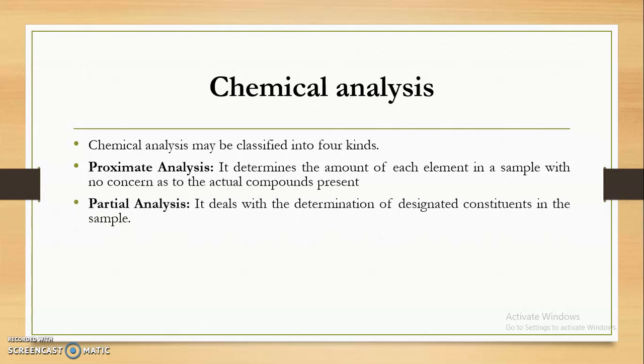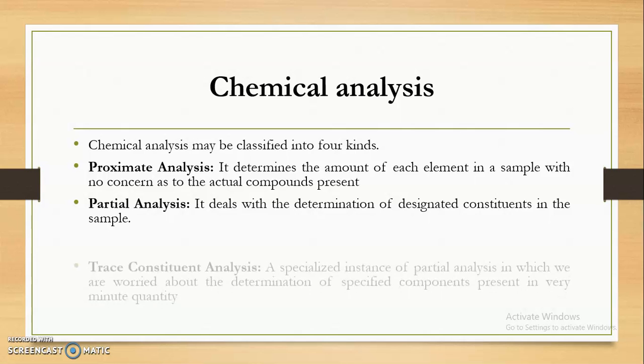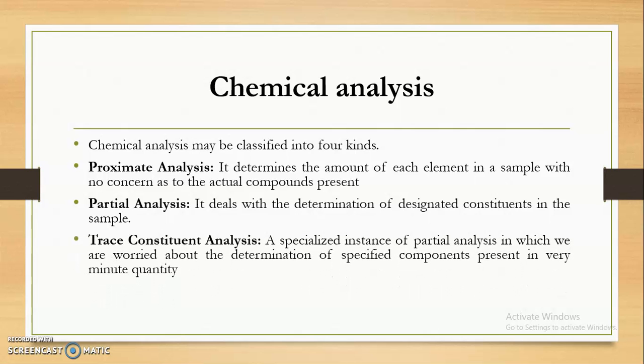Partial, as the word suggests, deals with the determination of a designated constituent. I will take a similar example. Suppose our mixture consists of 4 components and I am interested in determining only one of the components or a few components of that sample. That is, I want to determine the A sample only. So it is known as partial analysis. Trace constituent analysis. This is also important.